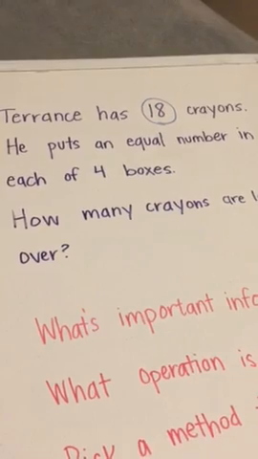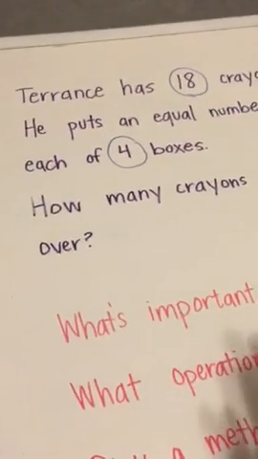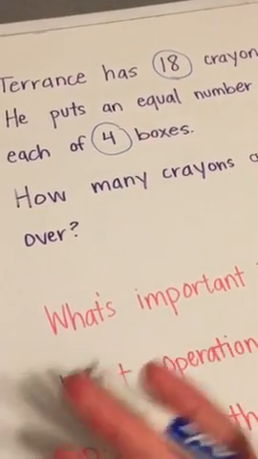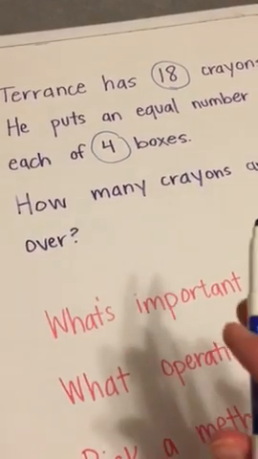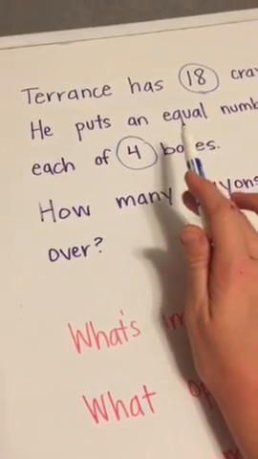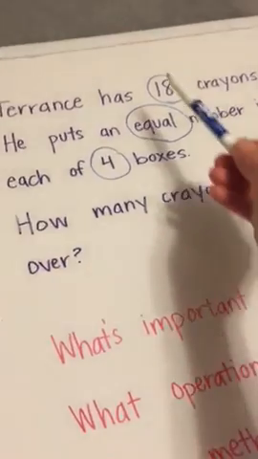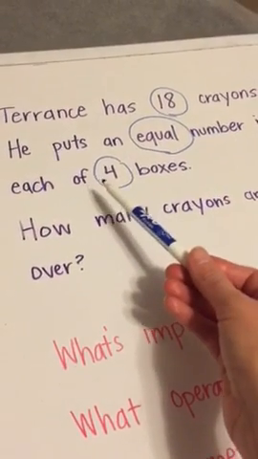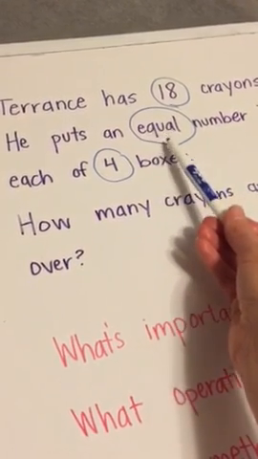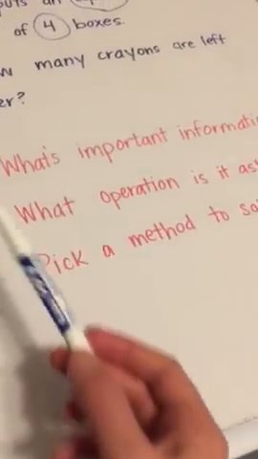He puts an equal number in each of 4 boxes. Okay. Well, I definitely think the number 4 is important because that's how many groups I'm putting all of his 18 crayons into, 4 boxes. So I need to know both of those numbers. But there's another important part that's not a number, okay? It's right here. He puts an equal because I want to know, okay, he has these 18 crayons and he's putting them into boxes, but how do I know how many to go in each box? Well, it has to be an equal amount, the same amount in each box. Okay. How many crayons are left over? So that's what it's asking. So we did this. Check.